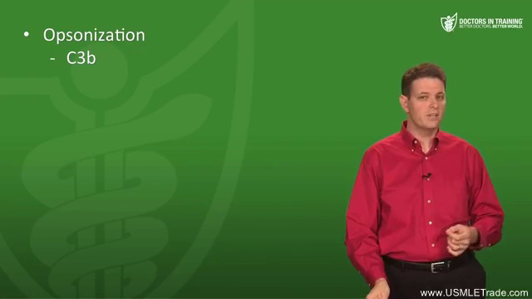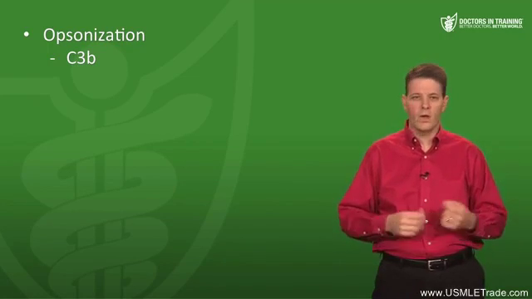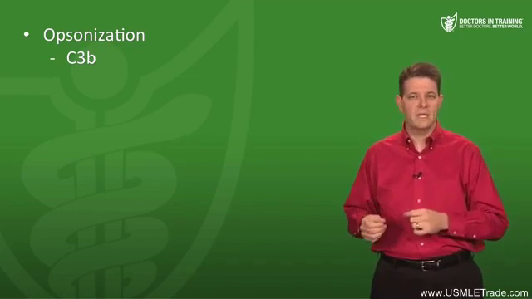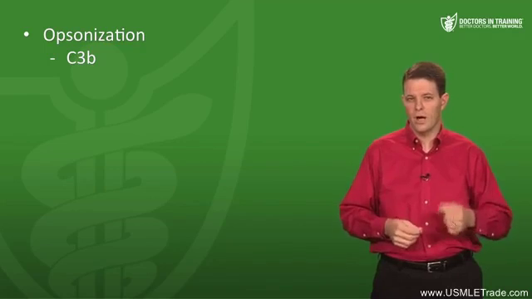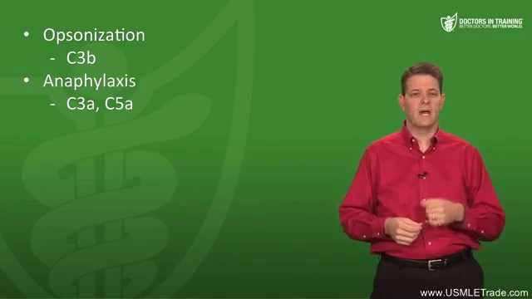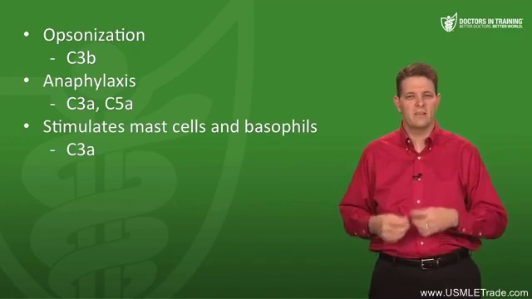So patients who are deficient in C3 are more susceptible to encapsulated bacterial infections. We also mentioned that IgG antibodies can opsonize pathogens. So C3b and IgG are the 2 most important opsonins. Then C3a and C5a play roles in anaphylaxis. To be more specific, C3a stimulates mast cells and basophils.